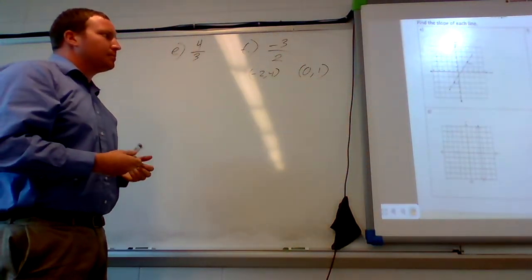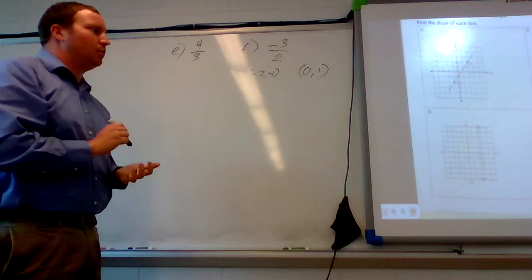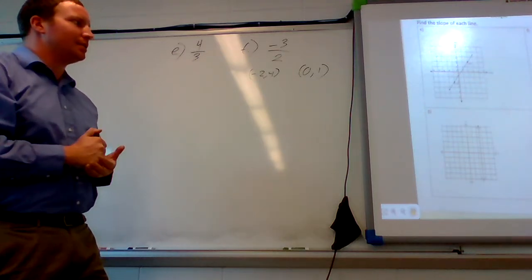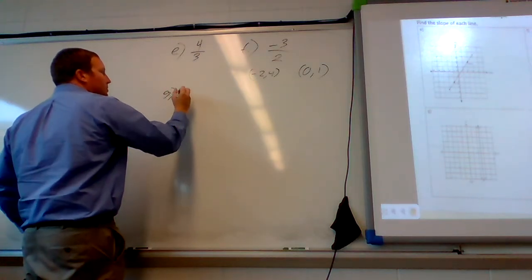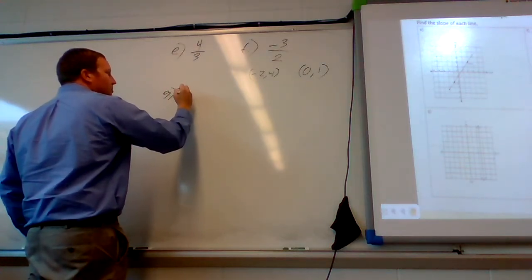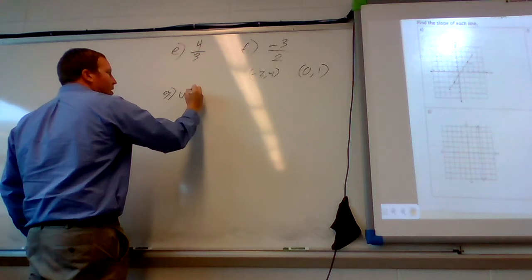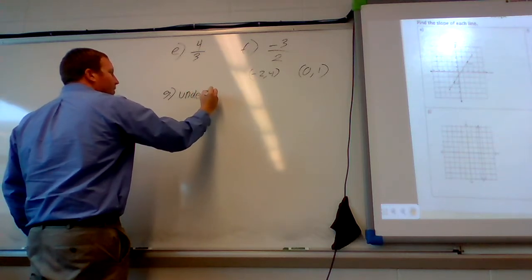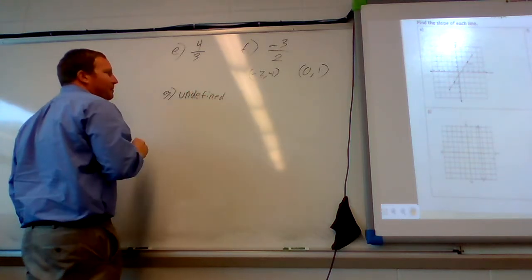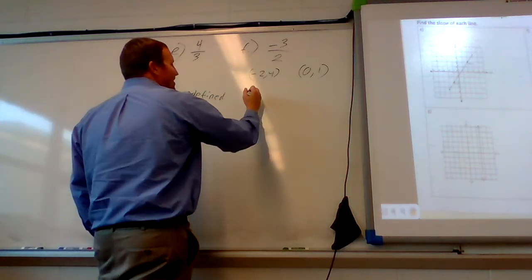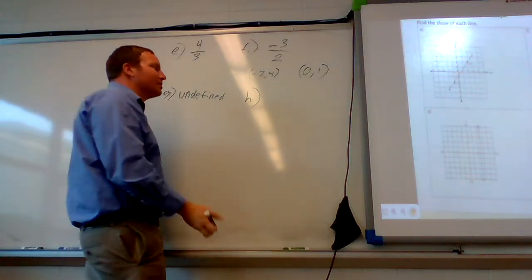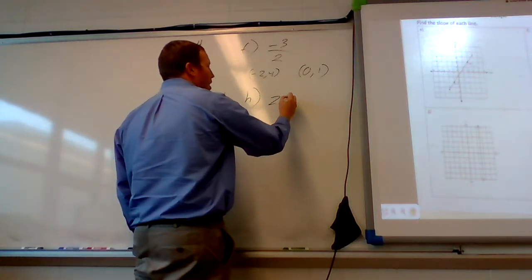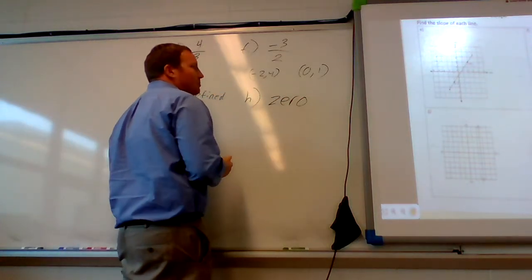Okay, G, we have a vertical line, so its slope is undefined. And then H, we have a horizontal line, so its slope is 0.